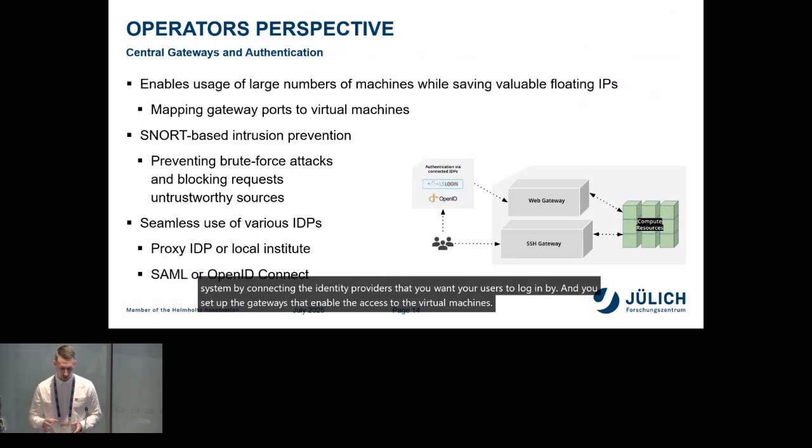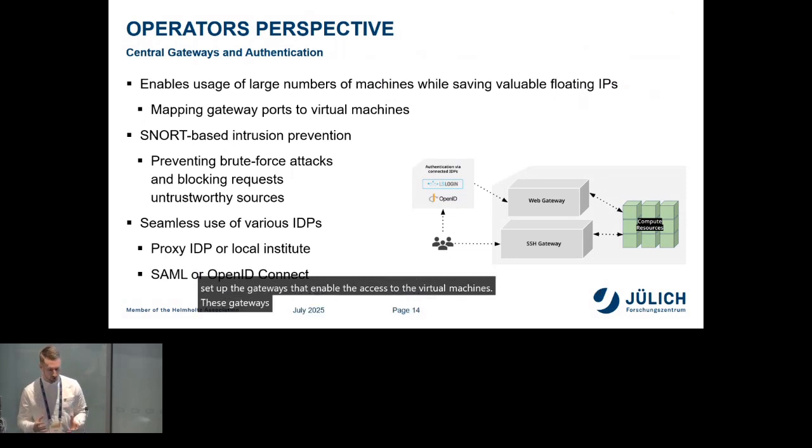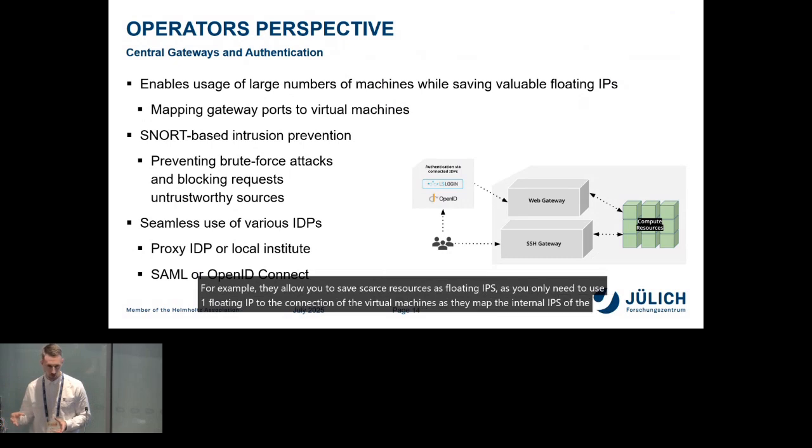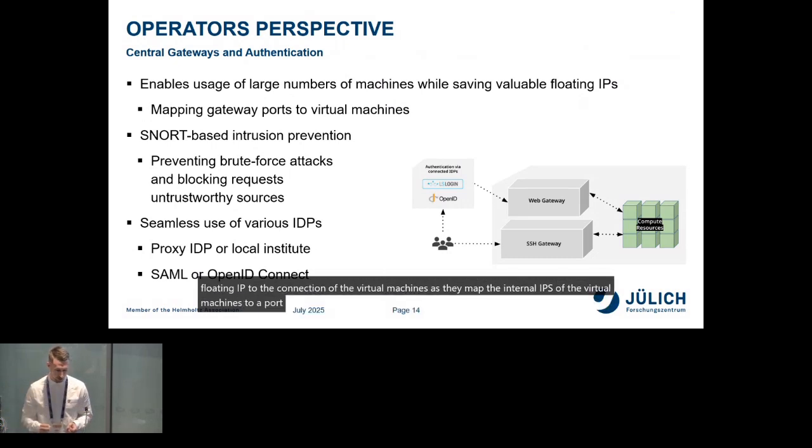These gateways also serve other functions beyond the connection to the virtual machines. For example, they allow you to save scarce resources such as floating IPs, as you only need to use one floating IP for the connection of the virtual machines, as they map the internal IPs of the virtual machines to a port on that SSH gateway, and then you are able to connect to all virtual machines by just defining the IP of the gateway and the port of the corresponding virtual machine.